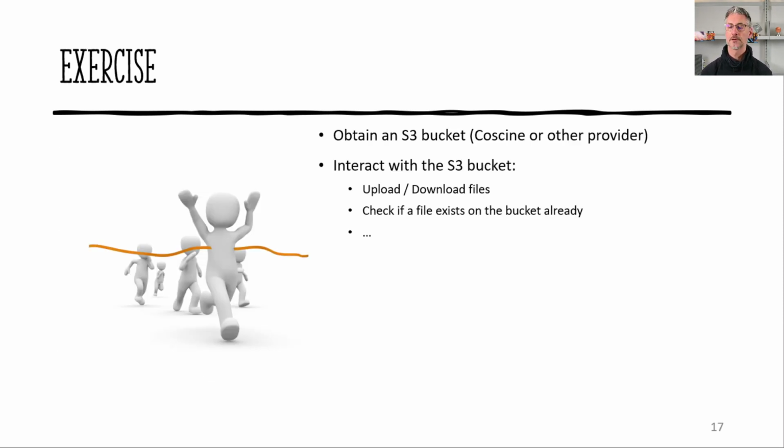So as an exercise, obtain an S3 bucket. If you work at RWTH Aachen, you can use Cosign or you can just use any other provider and interact with the S3 bucket. Upload and download some files, check if they're there and so on.